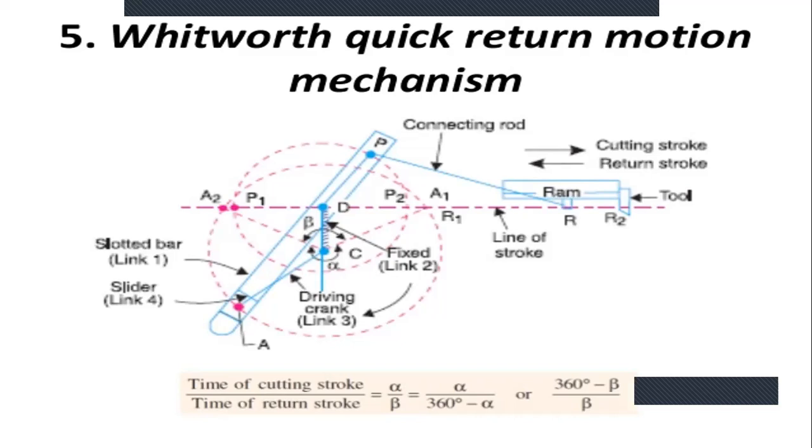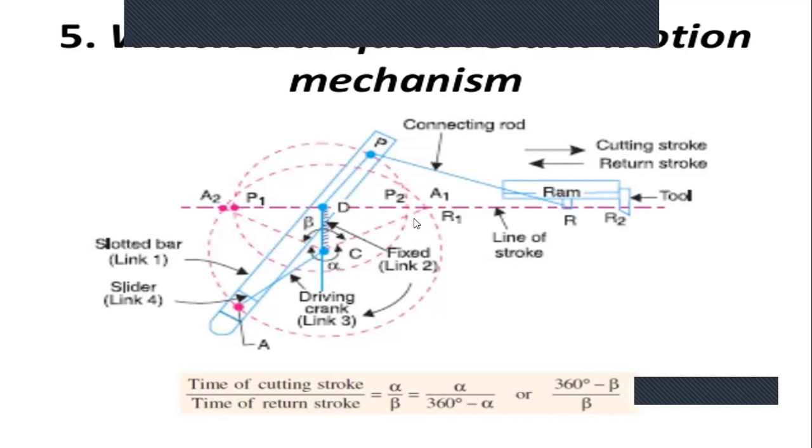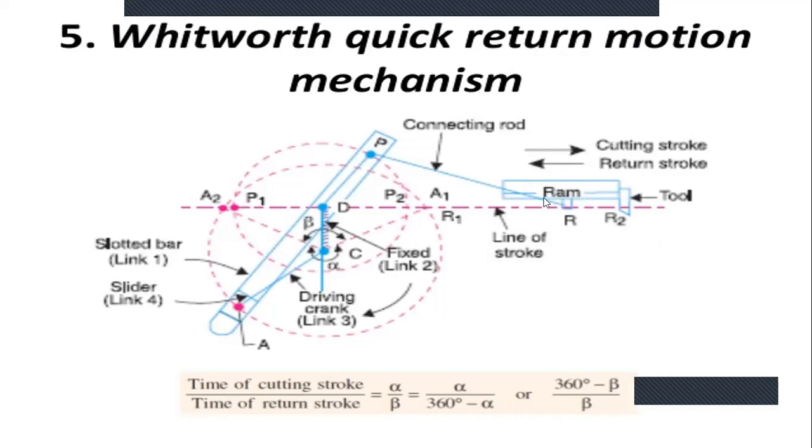In this figure, this is the axis line for the mechanism, and this is called the line of stroke, in which the ram is connected to the connecting rod. This is the slotted bar, which is taken as link 1. Link 1 is the slotted bar, and link 4 is the slider, which is connected in the slotted bar, and link 2 is the fixed link here, that is the DC position.